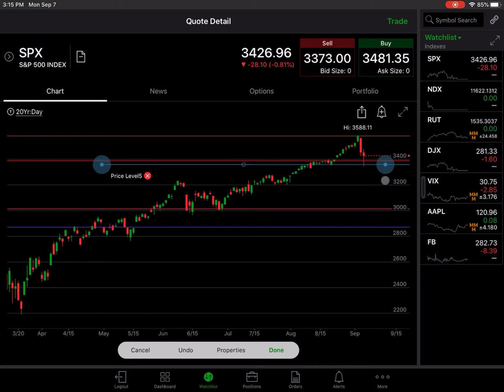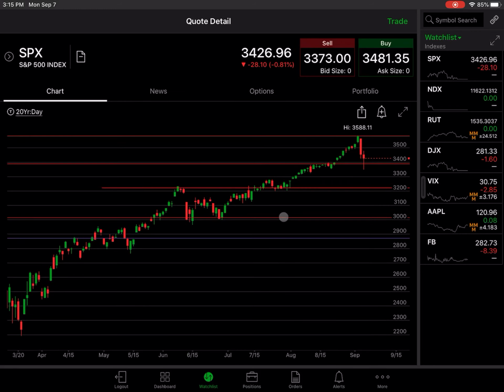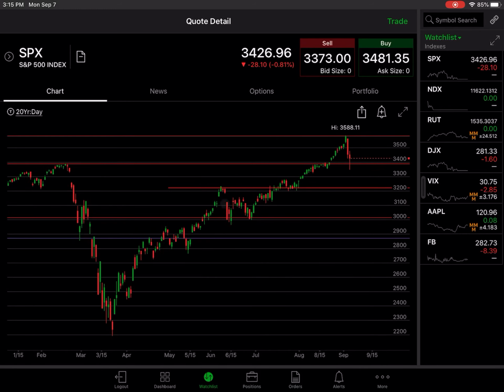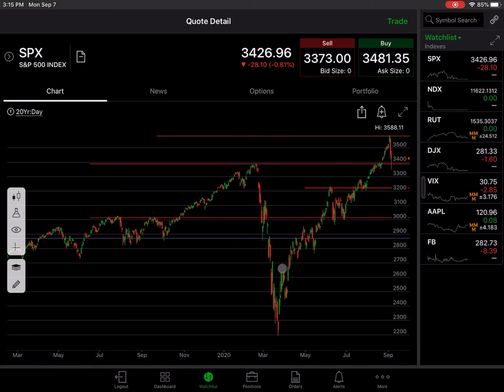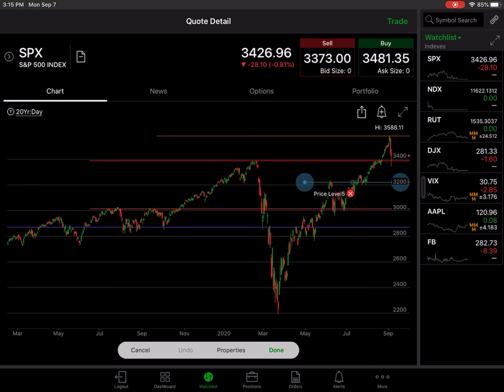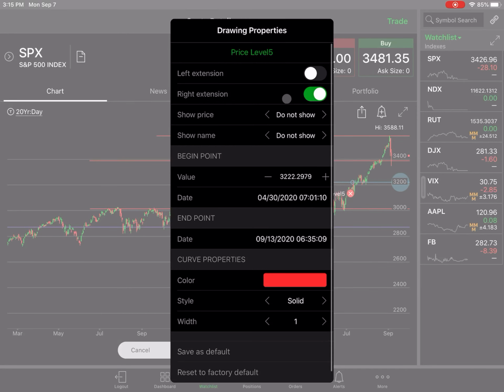I would expect it to go down at least to right in here. Matter of fact, I'm going to leave this support line on in case it does go down. So this is a more recent, shorter line, and it might have some merit to being farther. By the way, if you want, you can tap and hold on your price level. Click on properties and click on left extension. It never does it by default.